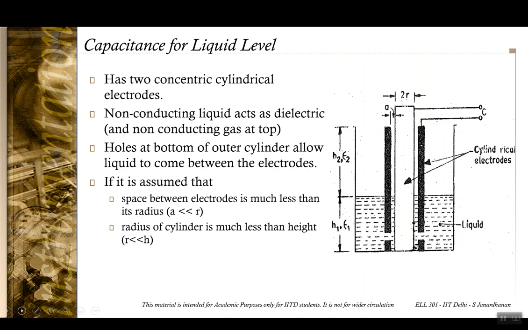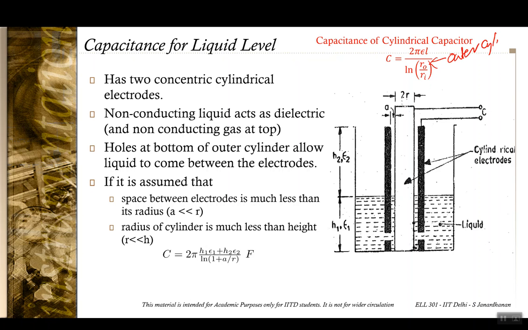If we assume that the overall height of this electrode is much greater than the radius of the electrode cylinder, and the distance between these two cylinders, that is this A, is much, much less than the radius of these cylinders, then we can find the capacitance of this cylindrical capacitor using this formula. C is 2 pi epsilon L by natural log of Ro by Ri, where Ro is the outer cylinder's radius and Ri is the inner cylinder's radius.